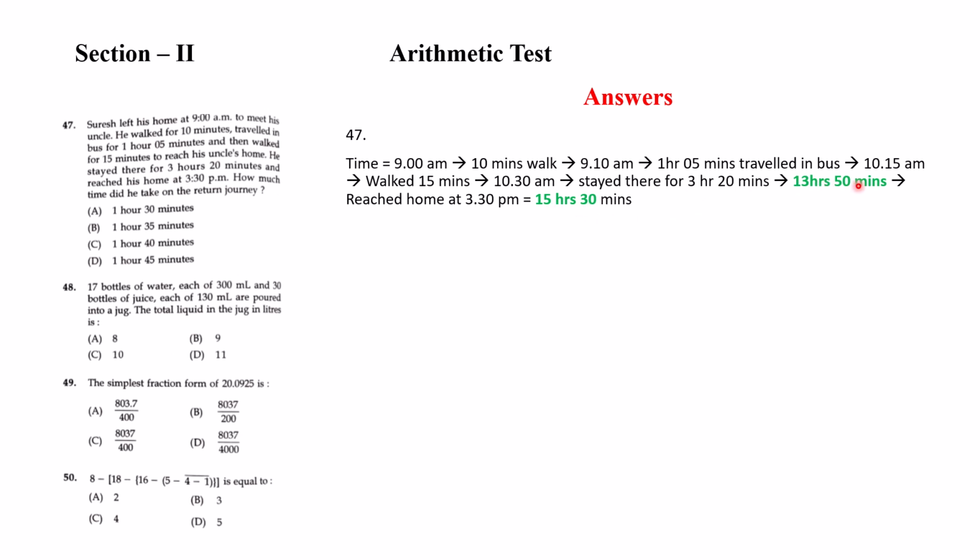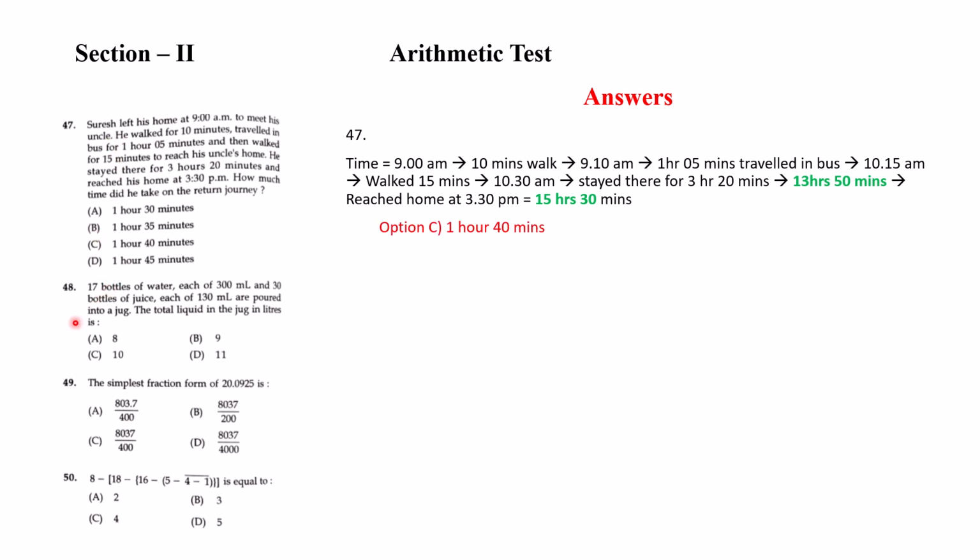That would be, if I add 10 minutes to this 13 hours 50 minutes, that would be 14 o'clock. Then 1.5 hours plus 10 minutes, that is 1 hour 40 minutes he took to reach back his home. Therefore, the travel time would be 1 hour 40 minutes. Correct answer is option C here.